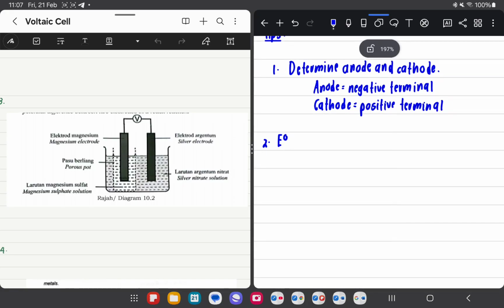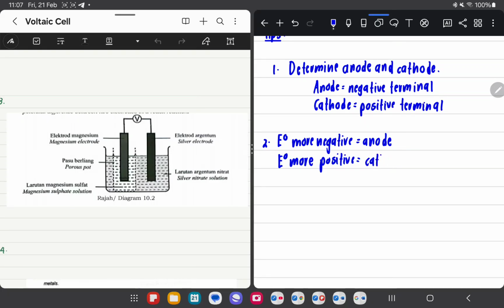If the E0 value is more negative, or less positive, it's just the same thing, it will go to the anode. If your E0 value is more positive, then it will go to your cathode. This is your second tip.